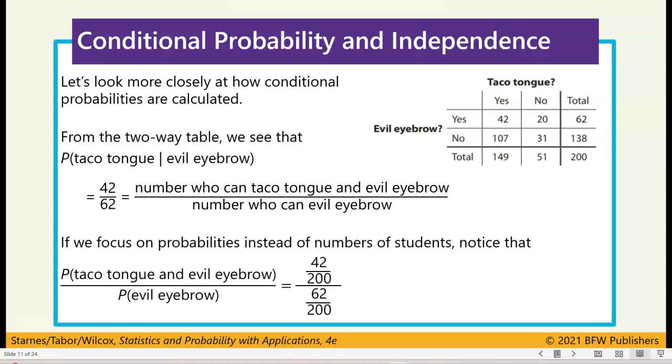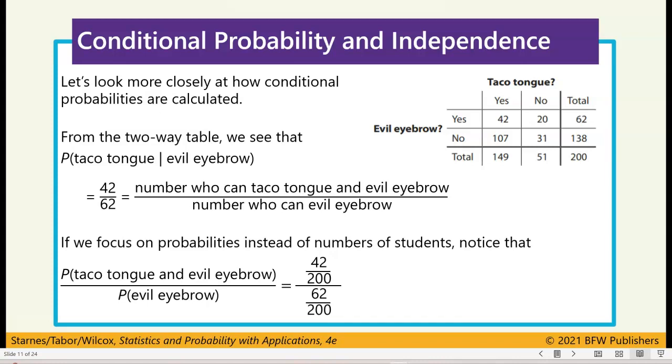Okay, so this is an interesting idea of saying it differently. I really like just the way we were doing it. It's pretty easy, actually. It's not too bad. But another way of looking at it is we look at it as probabilities. So let's just look at the denominator as the probability of evil eyebrow. That's our conditional statement. Whatever's the conditional or the given statement goes in the denominator.